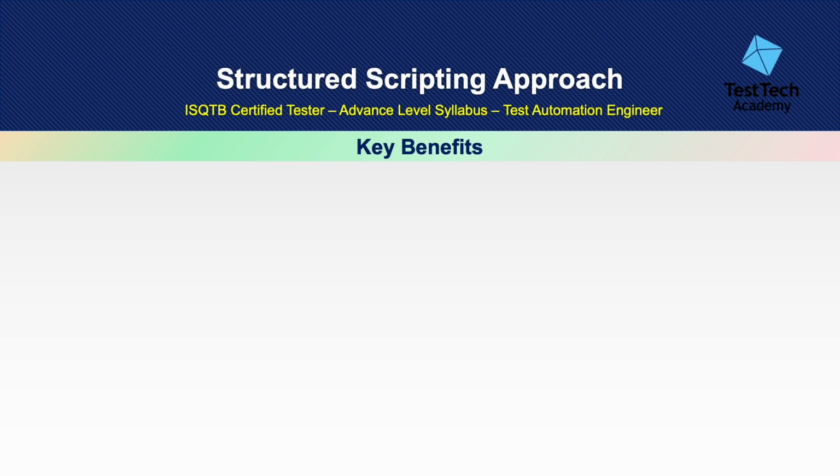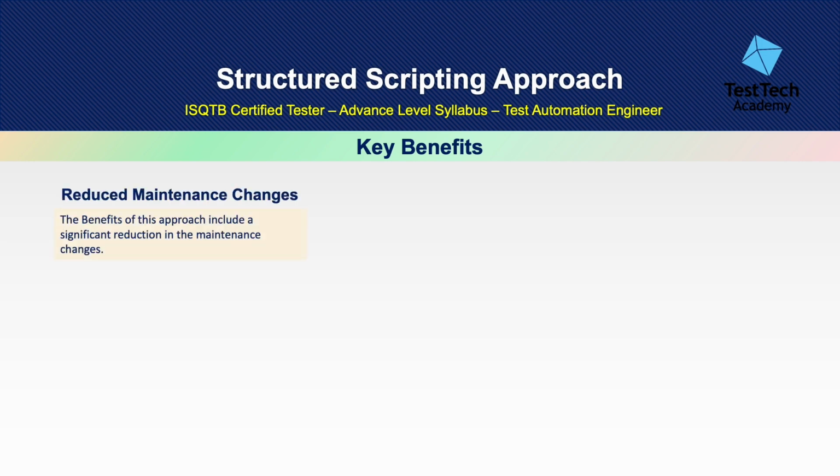So when we look at the key benefits or advantages of this approach, we can see that it significantly reduces maintenance changes. I'll tell you the reason why, but before that, please recall that in linear scripting, if there is a GUI change, you have to re-record the whole test case again. But that is not the case with structured scripting. This is because updates are centralized in the script library. Whenever there is a change in the system, you can make modifications in one place and all related test scripts will be automatically updated. This centralization minimizes the risk of inconsistencies and errors.